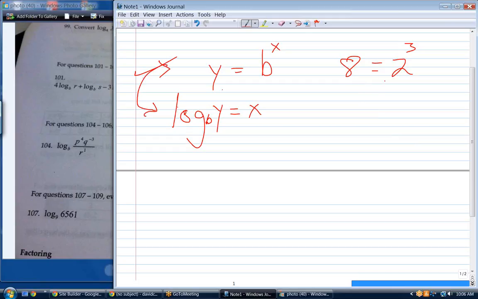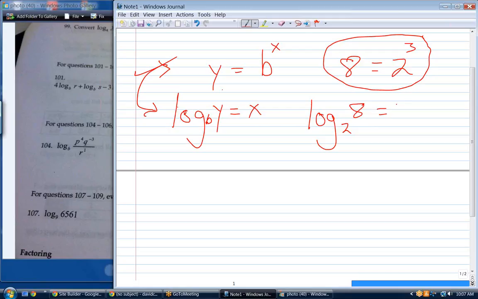Okay. What does log mean? Logs are exponents. That's what they are. Logs are exponents. So based on that, express that logarithmically for me. It'd be log sub 2, of what? Of 8.